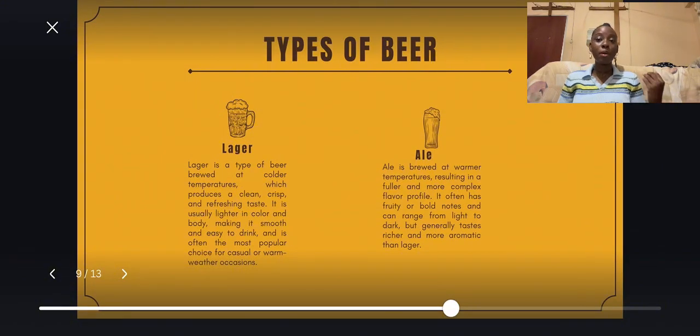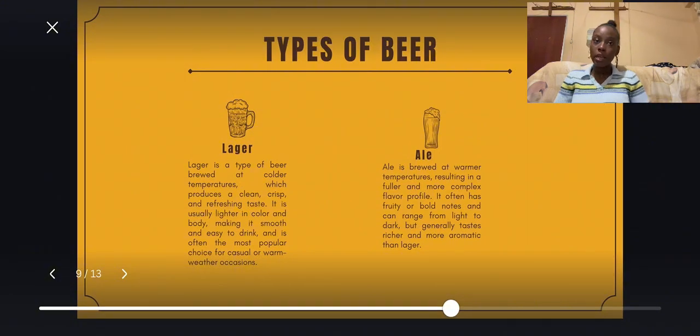So we're going to move on to beer production around the world. China is the leading producer of beers, followed by the United States, and we also have Brazil, Germany, Belgium, and Mexico also having a play in the beers. As I stated before, lagers and ales are two types of beers, but we also have some different beer styles and beer categories.